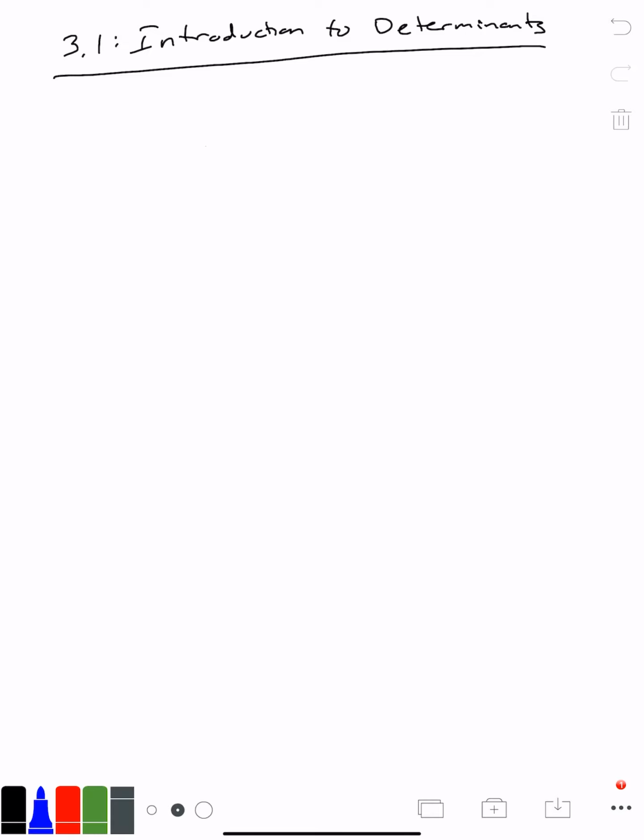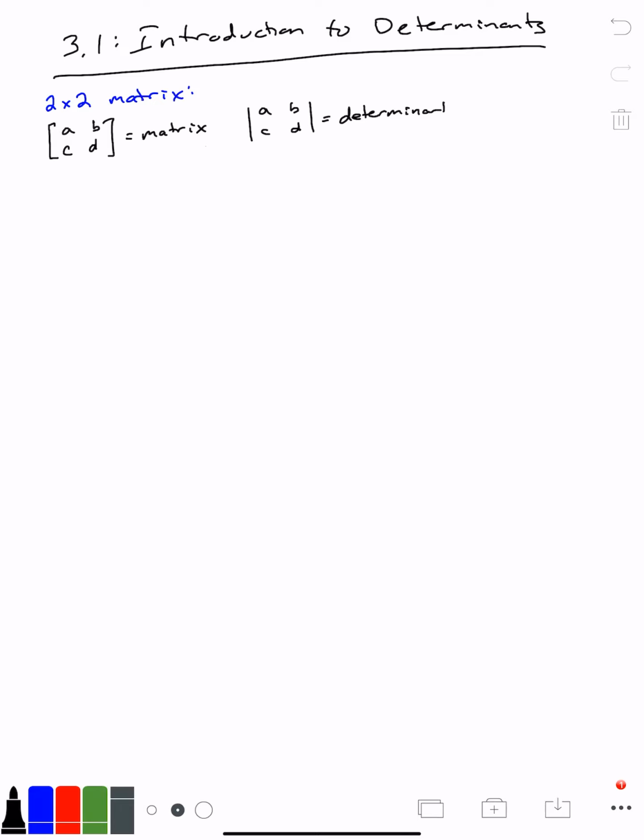The process for finding the determinant is going to change slightly depending on what size your matrix is. The easiest version is if you have a 2 by 2 matrix. First off, if you see a matrix with the normal brackets, that is considered a matrix, whereas if you see a matrix with just vertical lines on the side, that is the determinant. It's just slightly different notation.